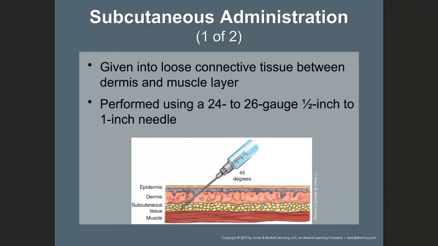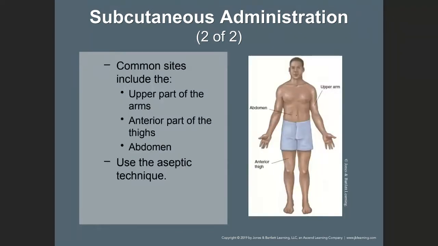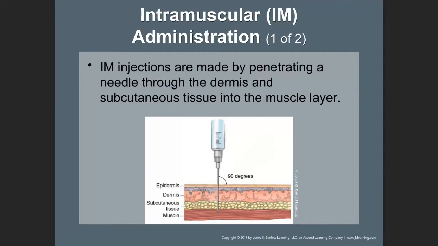Given into loose connective tissue between dermis and muscle layer, performed using a 24 to 26 gauge, 1/2 inch to 1 inch needle, and you want a 45-degree angle of insertion. That's for subcutaneous. Common sites include the upper part of the arms, anterior parts of the thigh, abdomen. Use the aseptic technique.